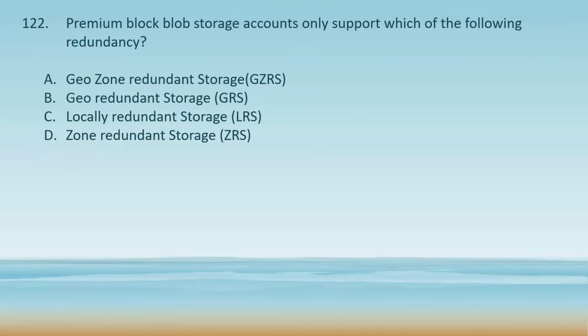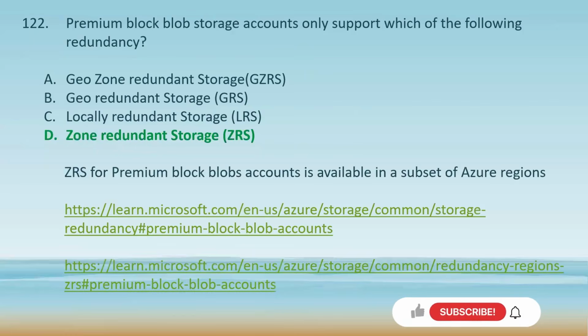Premium blob storage accounts only support which of the following redundancy? Your options are zero zone redundant storage, zero redundant storage, locally redundant storage, and zone redundant storage. The correct answer is option D, zone redundant storage. ZRS for premium blob accounts is available in a subset of Azure regions. Now there are 2 links on your screen to justify the answer that I have chosen. Go through that link and read about zone redundant storage in more detail.